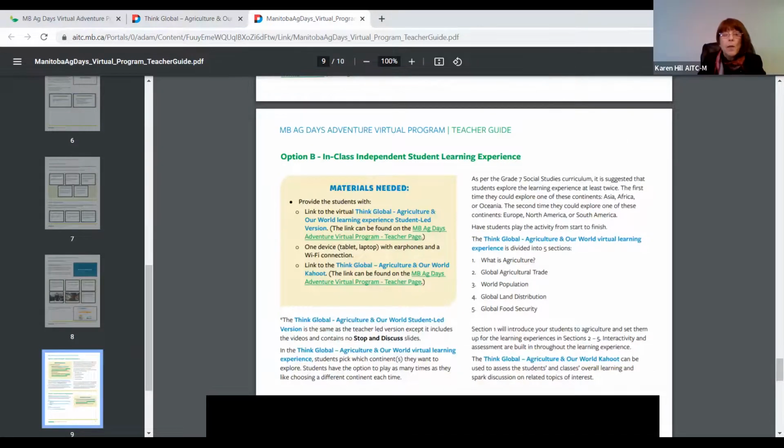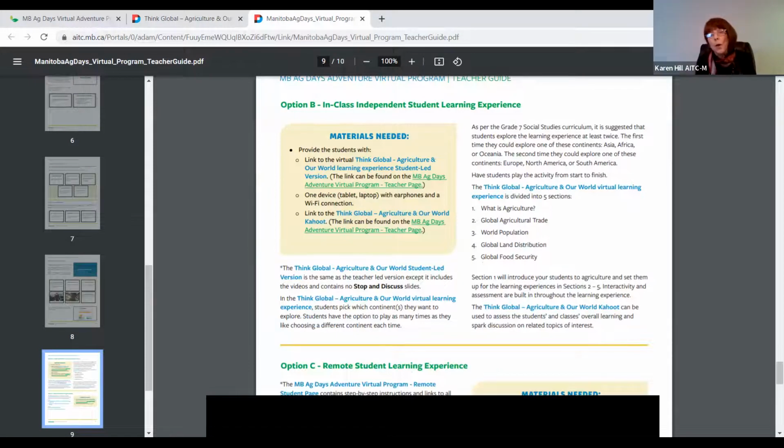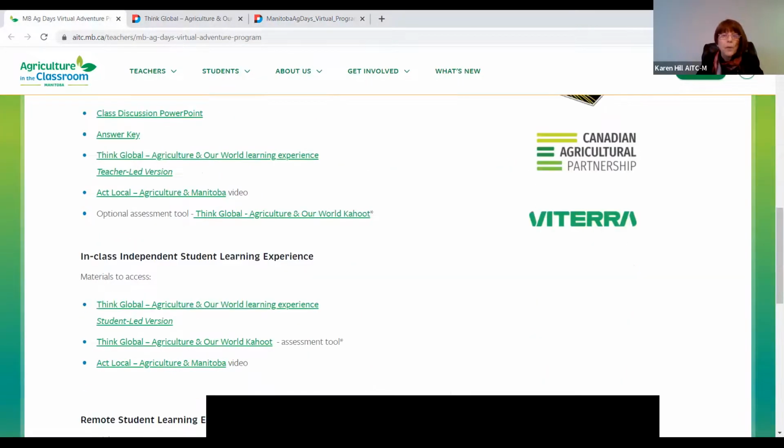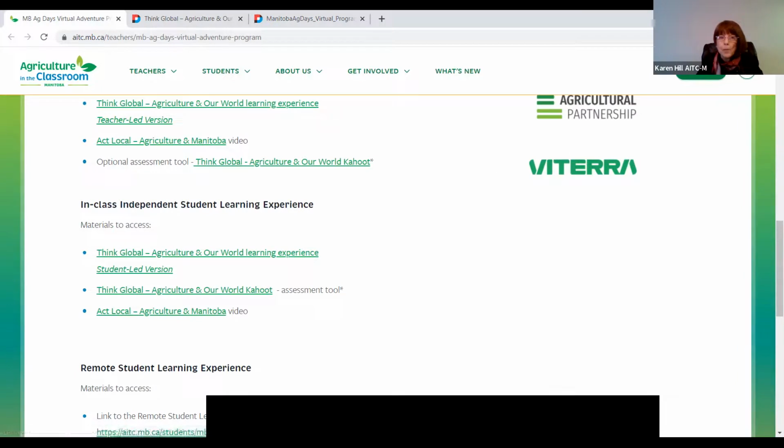Okay, so that's the in-class one. It's quite involved. We have a couple of other options. I want to take a look at option B. This is called our in-class independent student learning experience. I'm going to take you back to the teacher page and scroll down. So you'll see up here, this was the teacher-led version. Down here under the in-class independent student learning experience, we have the student-led version.